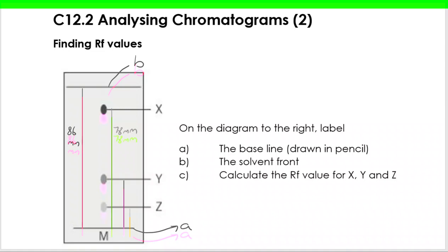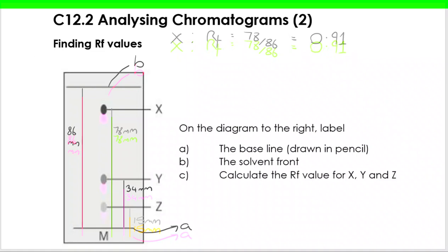If I look at how far each of the others have travelled, the dot as a result of X has travelled 78 of those 86 millimetres. Y has travelled 34 and Z has only travelled 15 millimetres. Now the RF value is essentially a ratio of how far the sample has travelled compared to the length the solvent has travelled. So if we take a look at the examples here, the RF for X is 78 divided by 86, which gives me an RF value of 0.91.